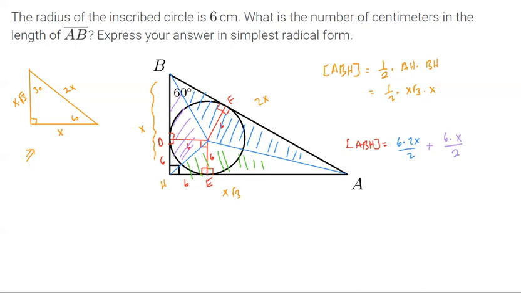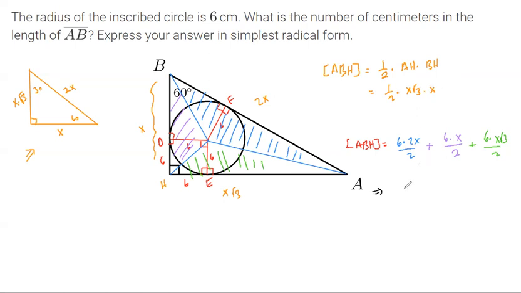And the last one is this green region. So this is height and this is base. So I have 6 times x root 3 over 2. If you add these three, that is actually the area of the larger triangle, which we already have. So these two quantities have to be the same. So let's actually handle those.